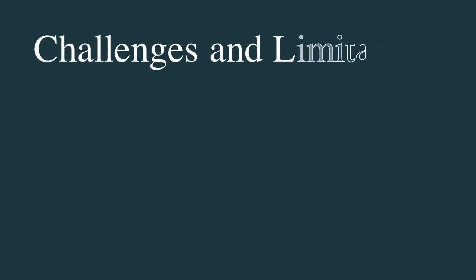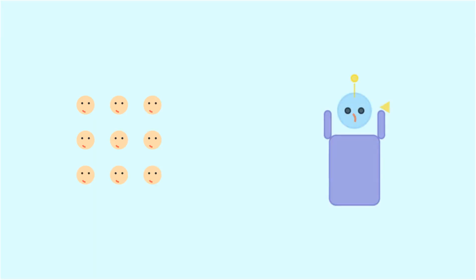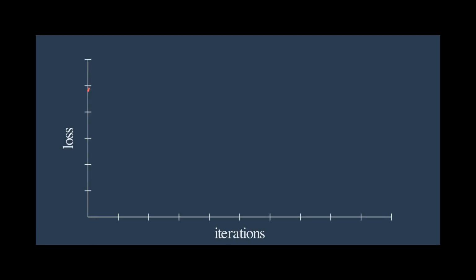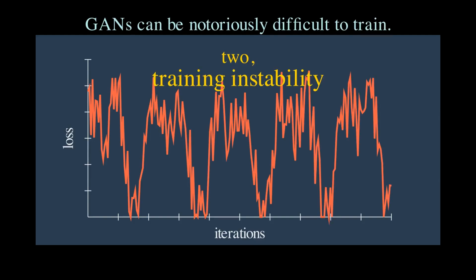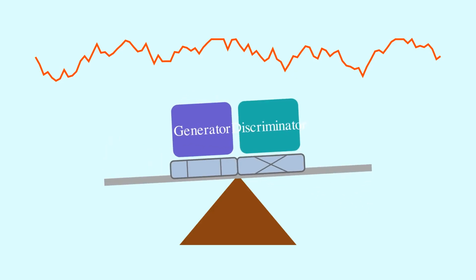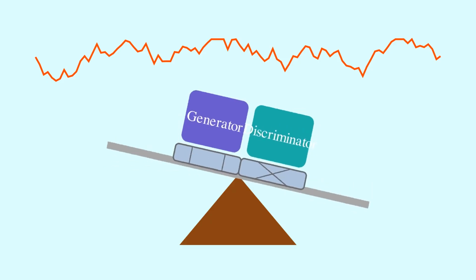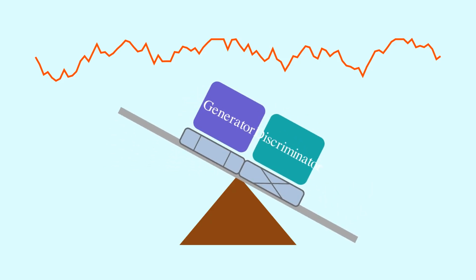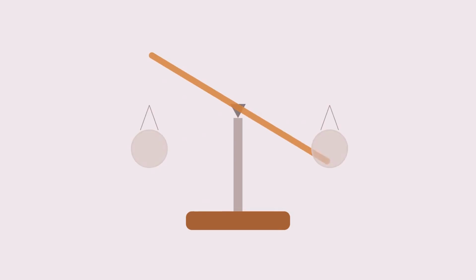Despite their incredible capabilities, GANs are not without their challenges. 1. Mode collapse. Sometimes the generator gets stuck producing only a very limited variety of outputs. Even though the real data has much more diversity, it finds one thing that fools the discriminator and sticks to it. 2. Training instability. GANs can be notoriously difficult to train. Balancing the two networks, ensuring they improve together without one overpowering the other, requires careful tuning. And often leads to oscillations or failures.